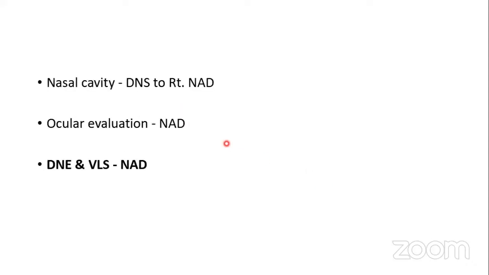On evaluating the nasal cavity, anterior rhinoscopy, there was slight DNS to the right side, and the rest of the anterior rhinoscopy findings were normal. The ocular evaluation, which included the examination of the orbit and the mobility of the eyeball, all were normal. Even the vision was normal. And diagnostic nasal endoscopy and video laryngoscopy both were normal.